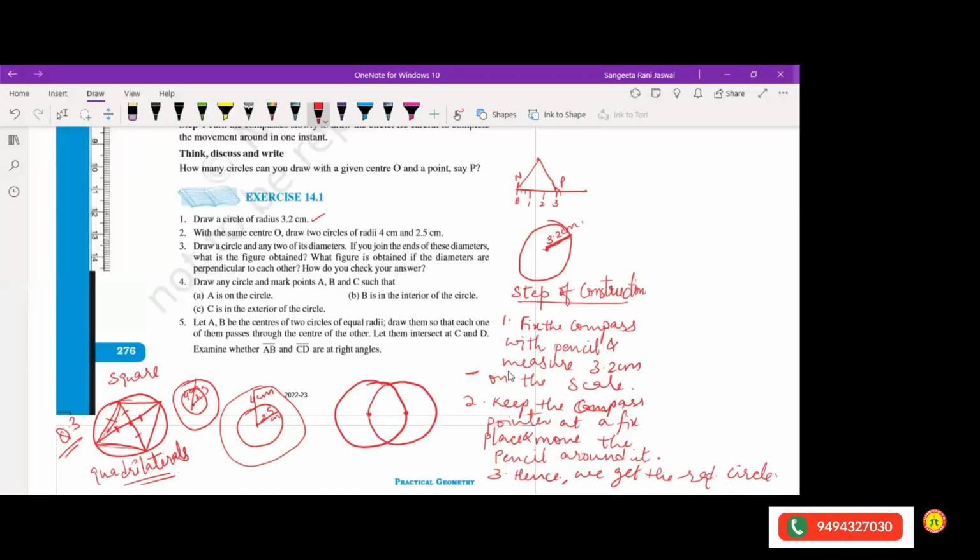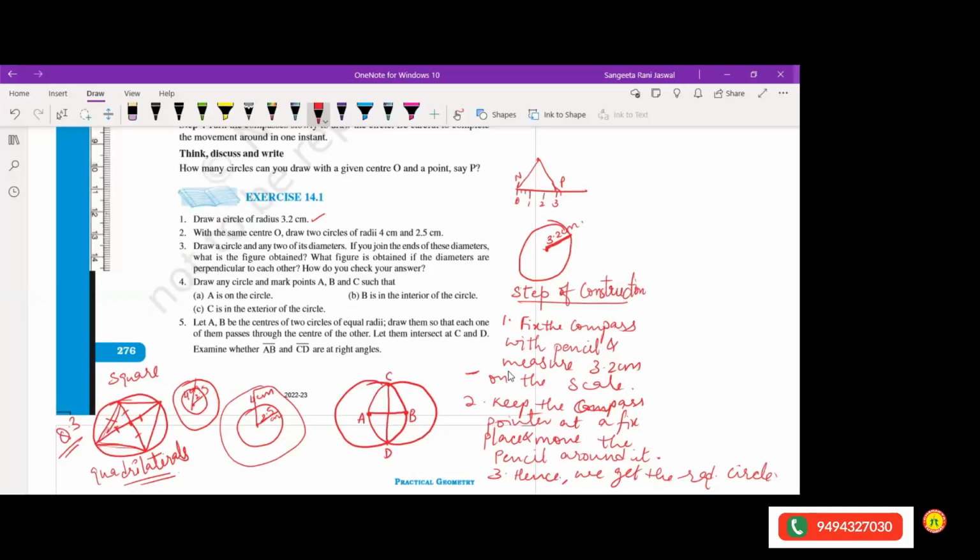And this center should lie here. Are you understanding? Both the circles have the same radius, and they are passing through each other's center. You have to make this type of circle and then join the line. Take these points as center A and this center as B. Join A and B, and take the points of intersection where the two circles meet as C and D. Then join this also.